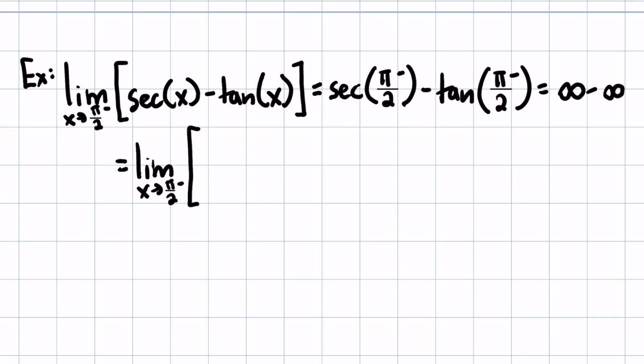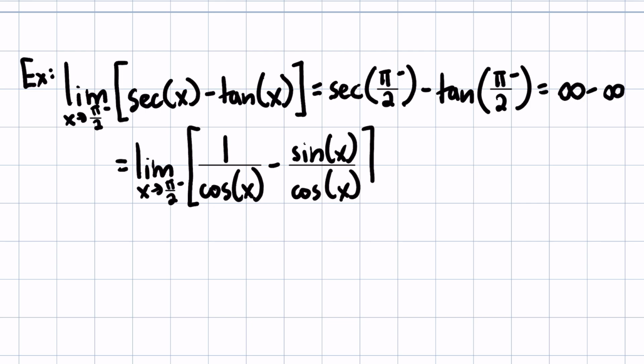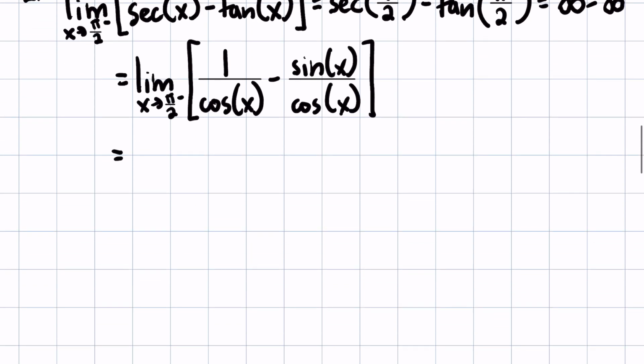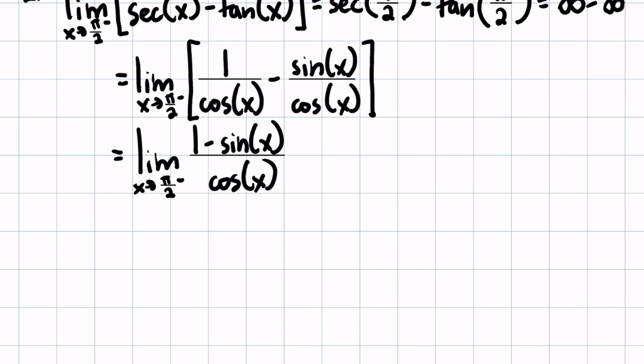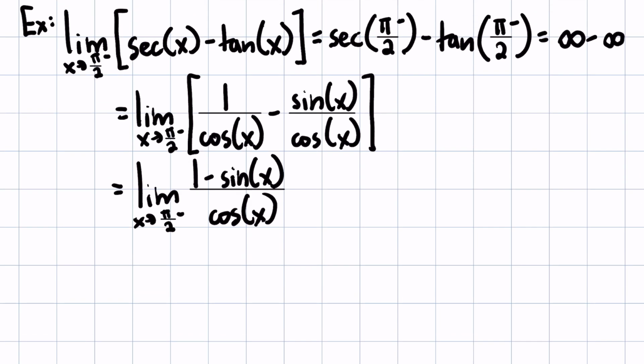We're going to recognize that secant is actually just 1 over cosine, so we're going to rewrite it as 1 over cosine of x. And tangent is just sine over cosine. So we can rewrite it this way. Now they both have a common denominator of cosine. So I can rewrite this as the limit as x approaches pi over 2 from the left of 1 minus sine x over cosine of x. And now I just need to check that this actually gives us 0 over 0 or infinity over infinity.